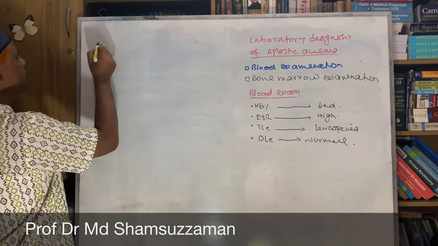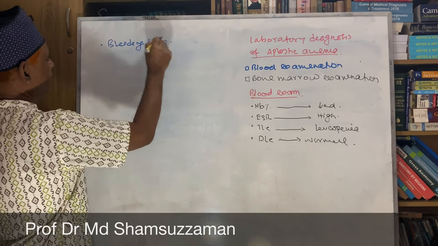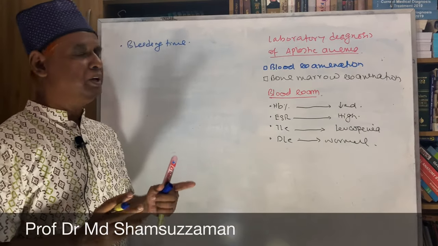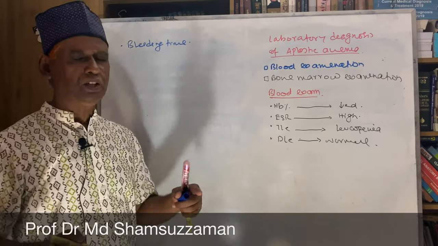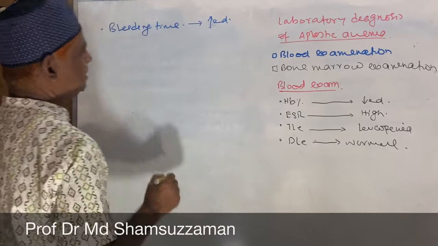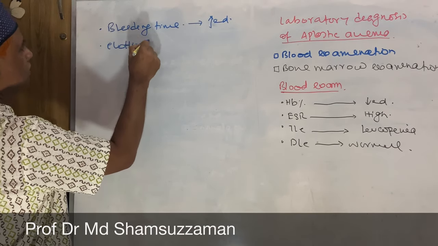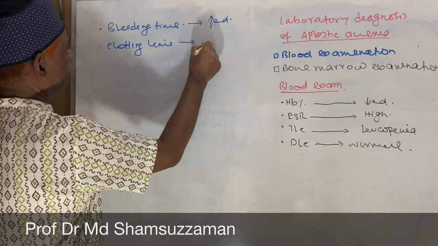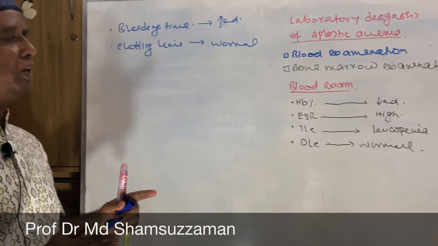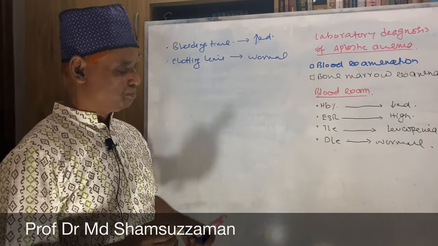Then we have to do bleeding time. Every patient comes to you with bleeding manifestations, so we have to do bleeding time and clotting time. As there is thrombocytopenia, bleeding time will be prolonged. Then we have to do clotting time, or coagulation time. It will be normal. As there is decreased platelet count and no defect or deficiency in the coagulation factors, clotting time is normal, and bleeding time is prolonged.